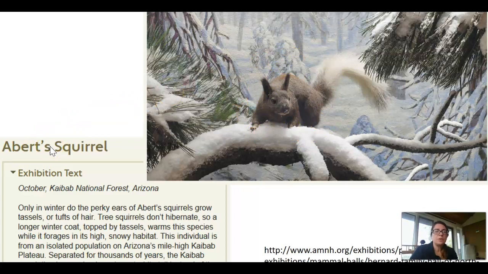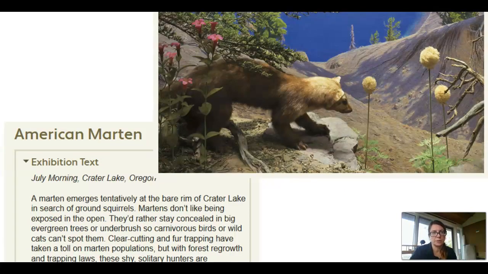Habitat dioramas also include a little caption to teach the viewer something about the animal and how it interacts with its environment. So it says, tree squirrels don't hibernate. So a longer winter coat topped by tassels warms this species while it forages or searches in its high snowy habitat. So this helps to explain why this squirrel is being presented in a snowy habitat. This squirrel doesn't hibernate. It also explains why the squirrel has this long winter coat, because it's staying warm because it doesn't hibernate and it's active during the winter.